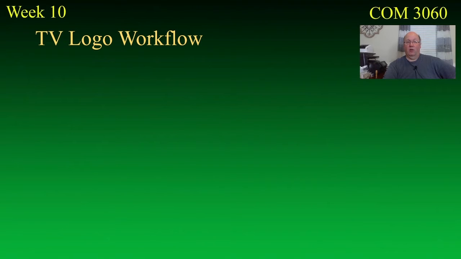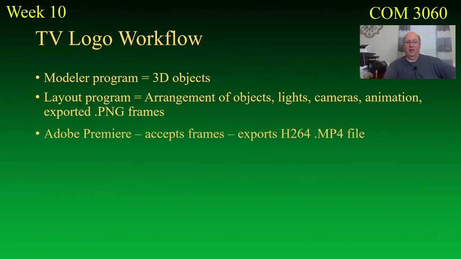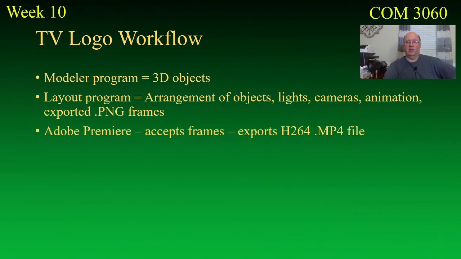Now, the TV logo, we sort of switch those because I want to make sure that we compare these carefully. The Modeler program creates your 3D objects, just like it does in the other programs. In your layout program, you arrange the objects, lights, cameras, and there you do animation. You export as still frames in the PNG format. Then you take those into Premiere, which accepts the frames, and you export as an H.264 MPEG movie.